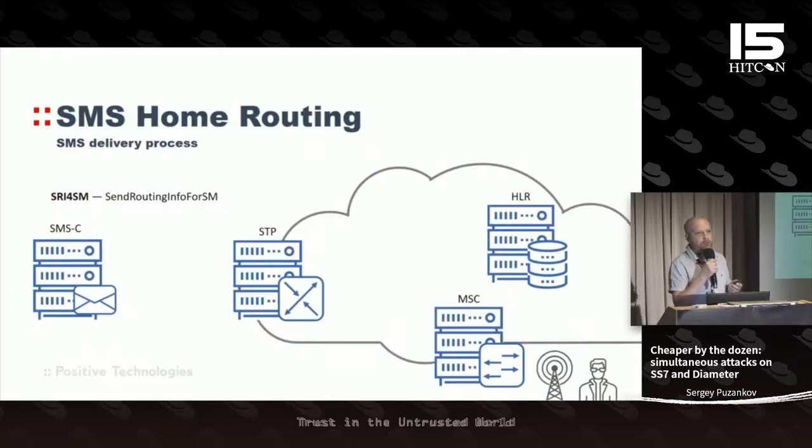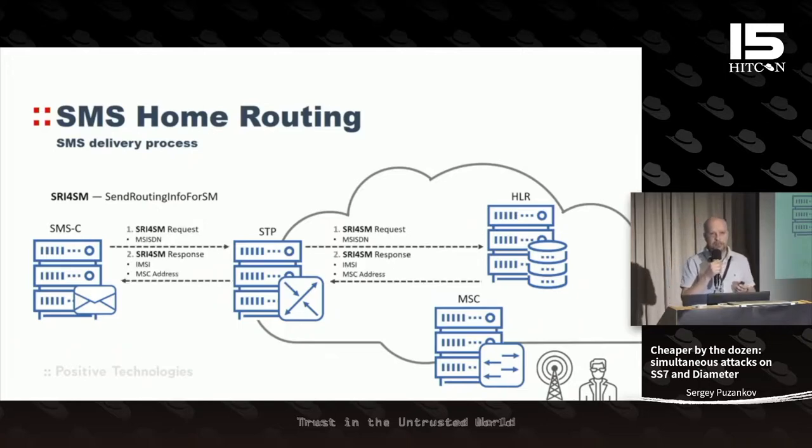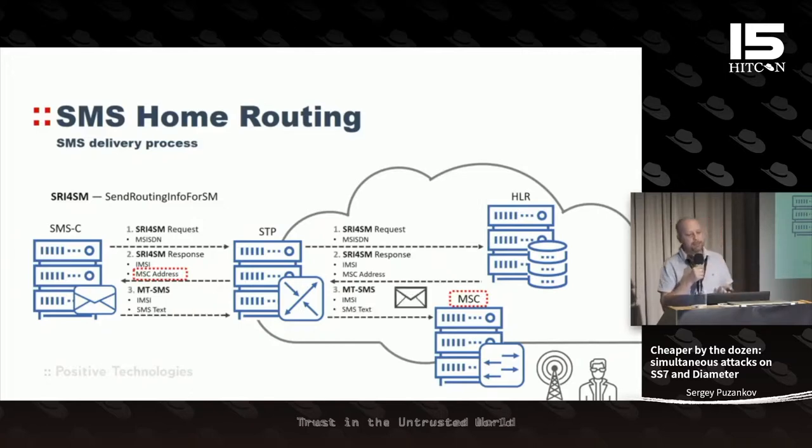SMS home routing. Before I explain how it works, I would like to describe the SMS delivery process. Initially, the SMS sender has got an SMS that should be delivered to the subscriber. The SMS center does not know where this subscriber is located because all subscribers are mobile and the subscriber may be in any place of the world. So, first, the SMS center should receive some routing information. It sends a send routing info for SM signaling request that comes to the HLR. The HLR replies with two parameters, IMSI, the identity of the subscriber, and the address of the current MSC. HLR always knows this address. And now the SMS center knows where the subscriber is located and sends the SMS to this particular MSC. After that, the MSC delivers this message to the subscriber.